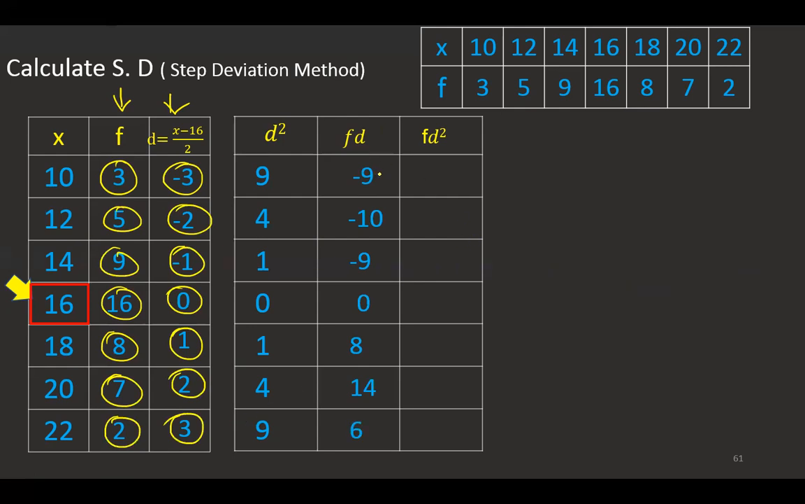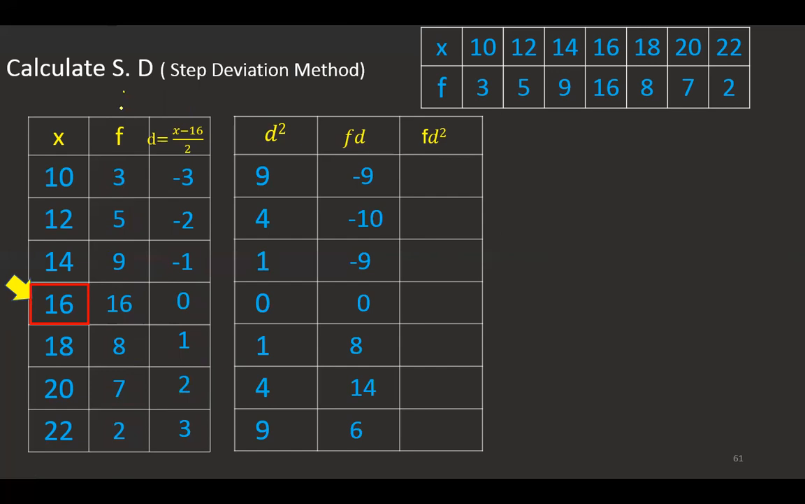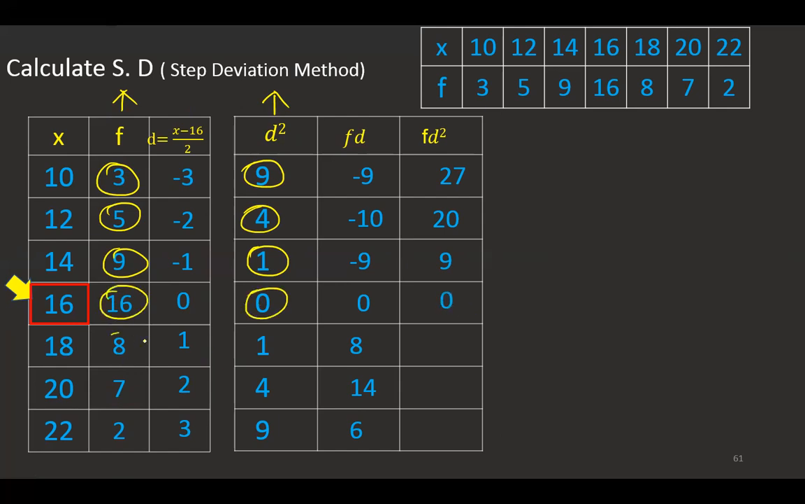Then which are all the columns? Next column, what I'm going to do is multiply this f with this d square. Now 3 into 9, I'm going to have it as 27, 5 into 4, which gives you 20, 1 into 1, which gives you 9. I'm sorry, I'm making a small mistake here. Sorry. Right. 9 into 1 is 9. Right. Now 16 into 0, which gives you 0. 8 into 1 is 8. 7 into 4 is 28. 2 into 9 is 18.